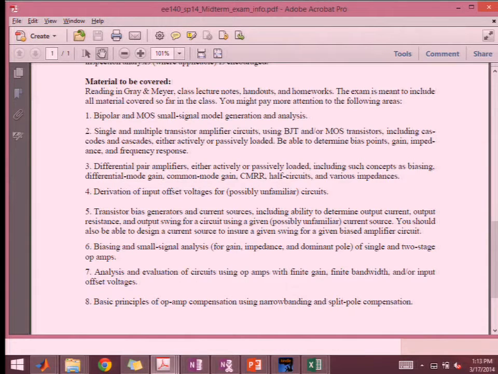So single and multiple transistor amplifier circuits, both bipolars and MOS. We did cascodes, we did cascades of transistors, active loaded, passively loaded. So all these things are fair play. Differential pair amplifiers, the half circuits, for example, things like that. Common mode rejection ratio, input offset voltages, what do they depend on? Maybe a quick reminder from there, an application of either a formula that we did or some similar way of doing it.